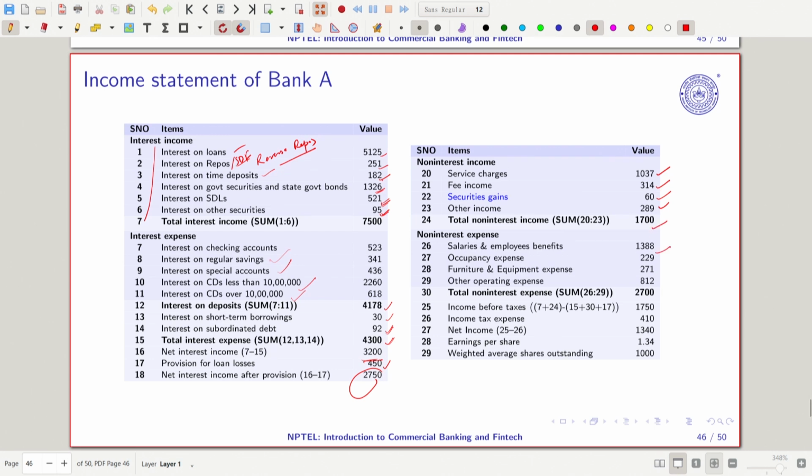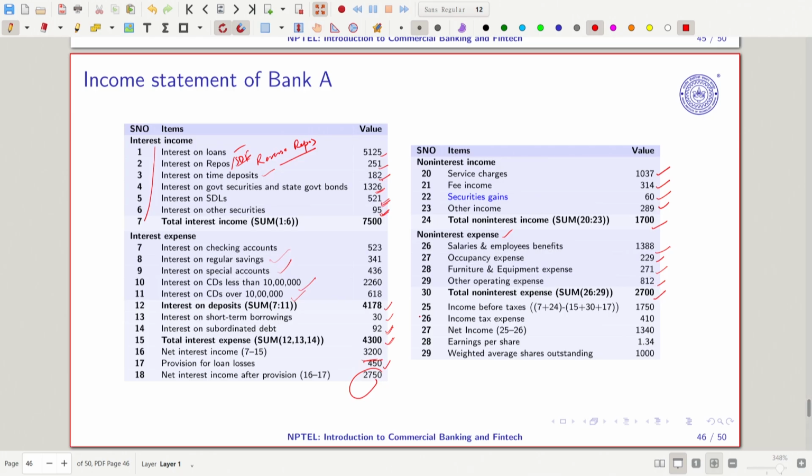Salaries and employee benefits, these are the expenses that we are getting. Then occupancy expense, for example, if they are operating in a particular premise, the rent that they pay. Furniture and equipment expense that they have, other operating expense like whatever work-related expenses that they get. If you sum this up, you get 2700. Now we have the data.